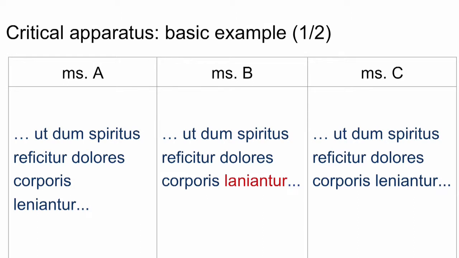But in manuscript B, instead of "leniantur", we have the word "laniantur", which means to lacerate or to be lacerated. So in manuscript B, the sentence does not make any sense in Latin. So we can think that the scribe who copied manuscript B made a mistake, copying "leniantur" and writing "laniantur" instead. So what can we do with this information?